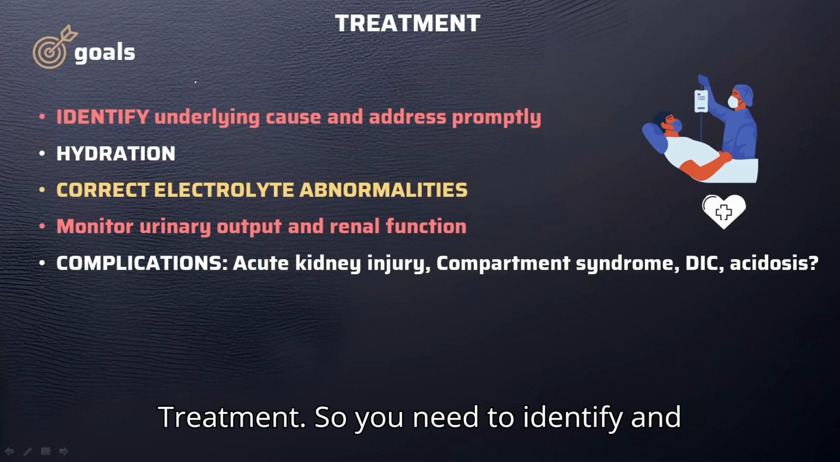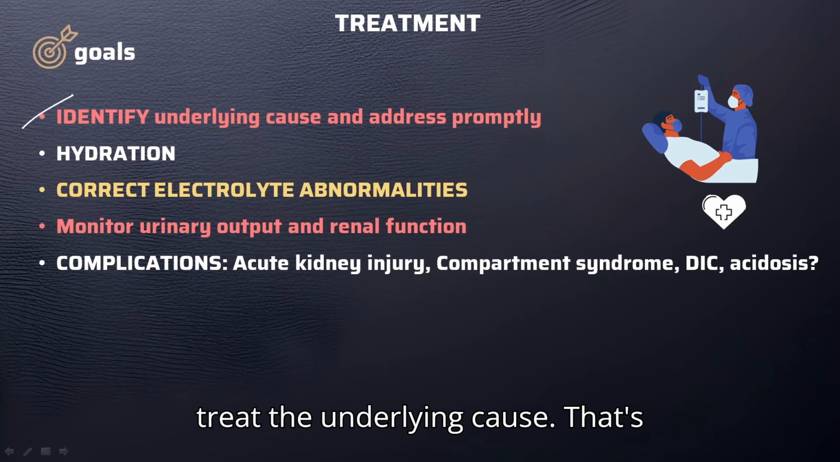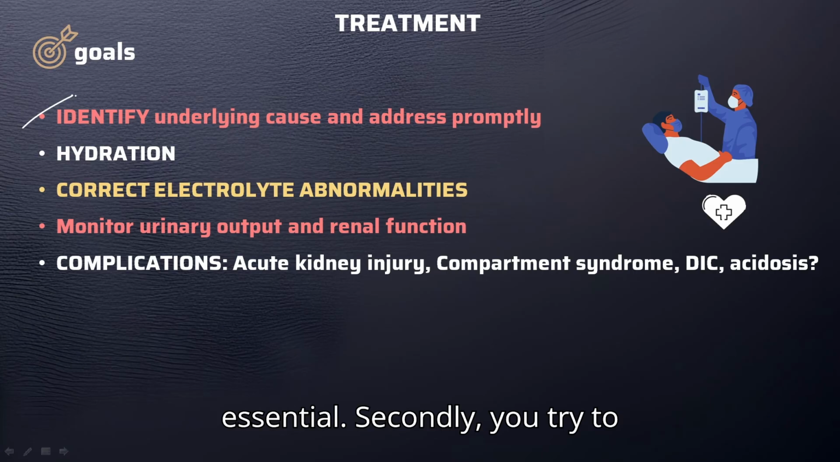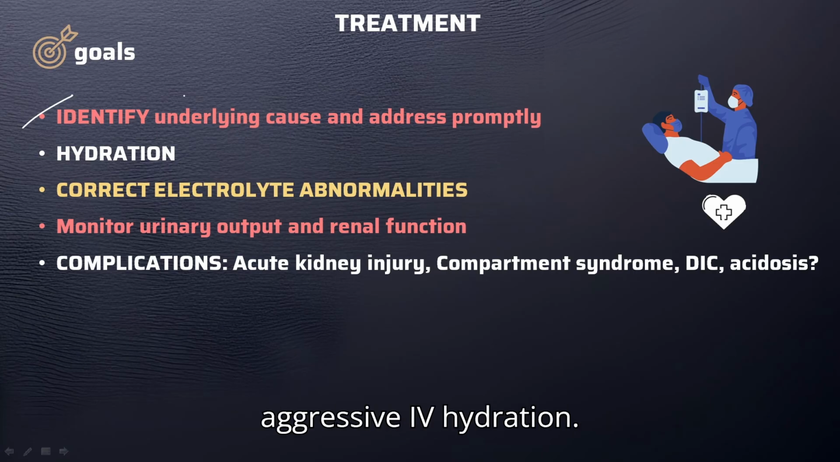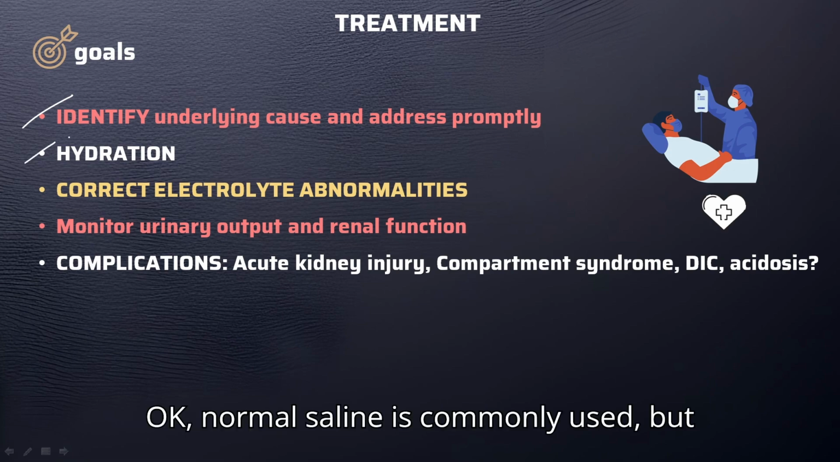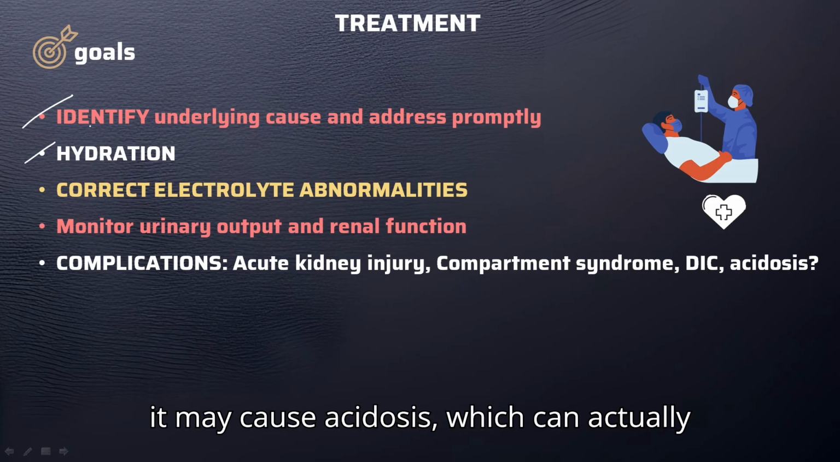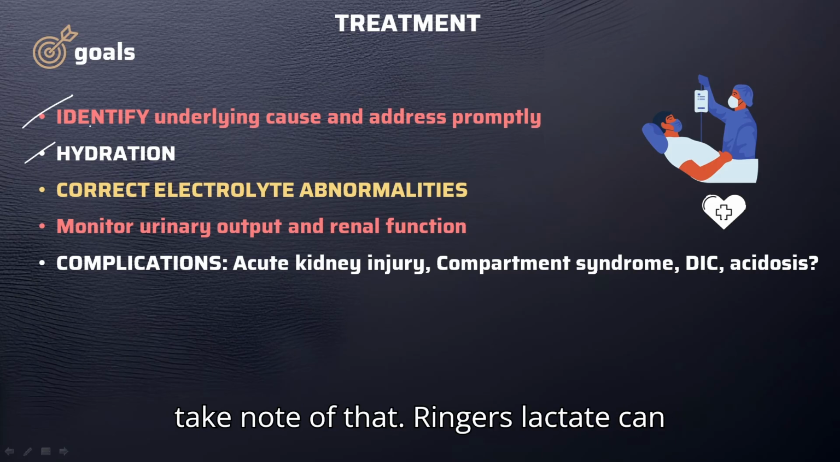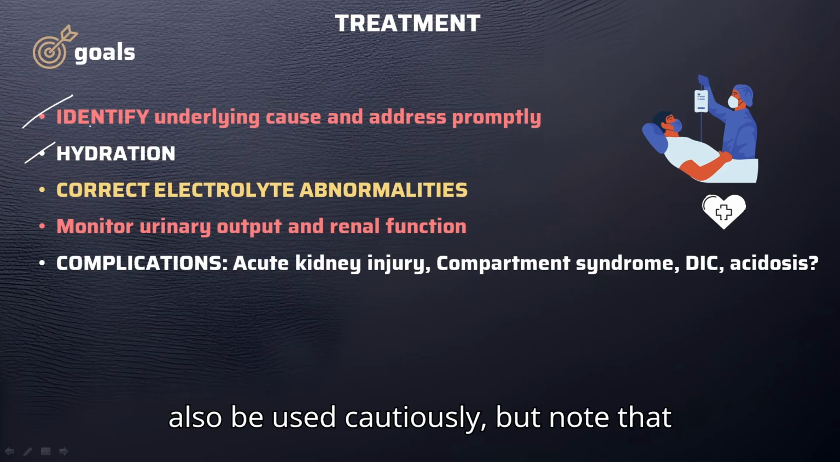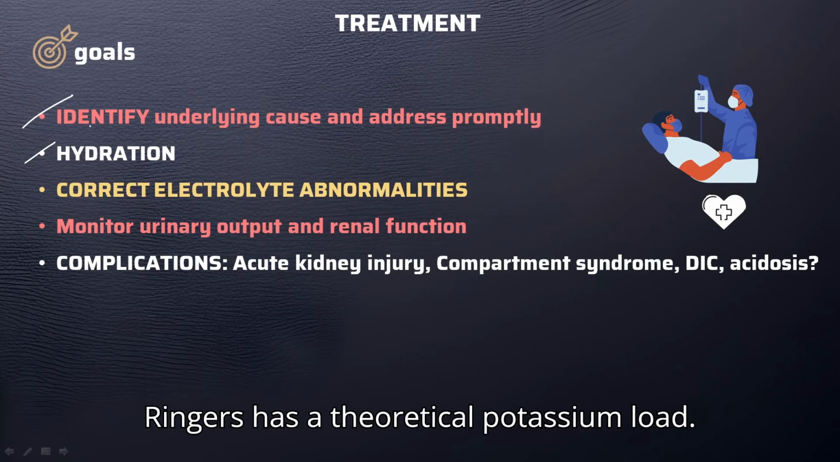Treatment. So you need to identify and treat the underlying cause. That's essential. Secondly, you try to prevent acute kidney injury through aggressive IV hydration. Normal saline is commonly used, but it may cause acidosis, which can actually worsen tubular injury. So you need to take note of that. Ringer's lactate can also be used cautiously, but note that Ringer's has a theoretical potassium load.